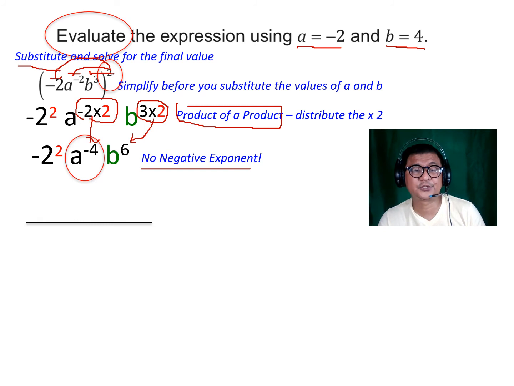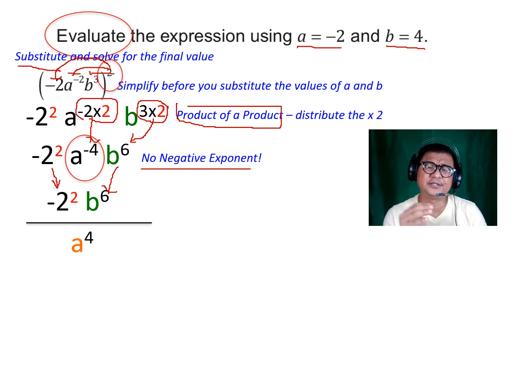Okay, no negative exponent. Write your fraction bar. And where does a to the negative 4 go? Do you remember? It goes under, in the denominator, correct? A to the positive 4, correct? And what happens to this one? Since your exponents are positive, you simply stay there. All right. Now it looks simplified. Therefore, we are now ready to evaluate.